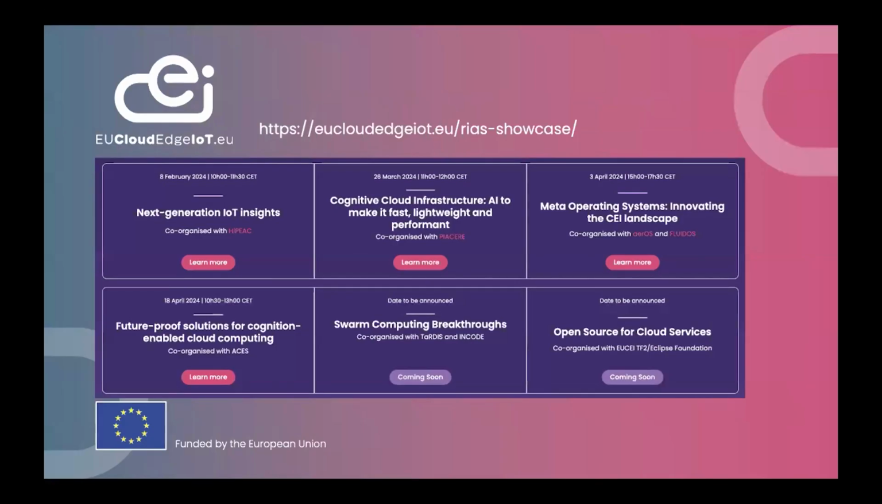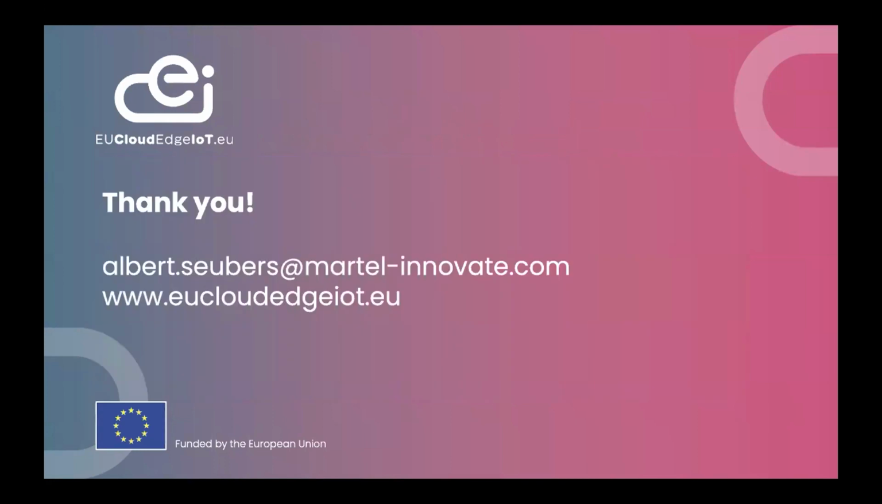So today we're here on the Meta Operating System Innovation Landscape, organized by aerOS and FlUIDOS. And we already had two, and you see there's a few more in line. So next week, in 2 weeks, we'll have the open cloud computing webinar, and then there's more on Swarm and open source coming. But for today, we'll focus on the MetaOS projects, and I'll leave the floor to the participating projects.